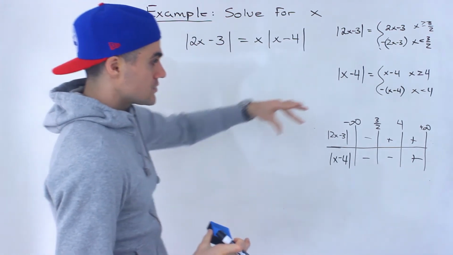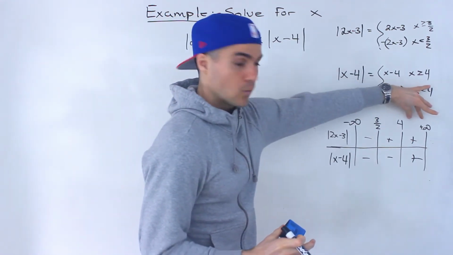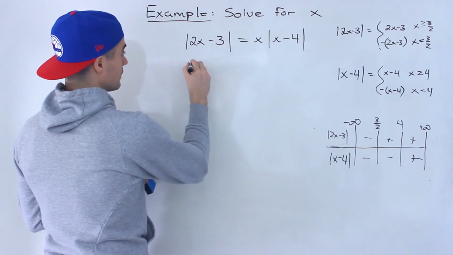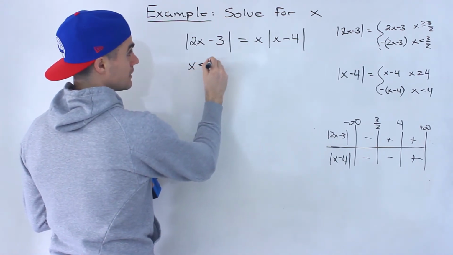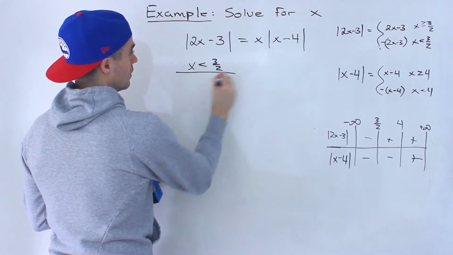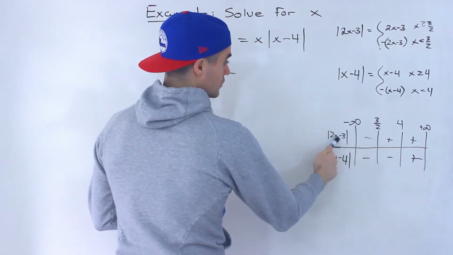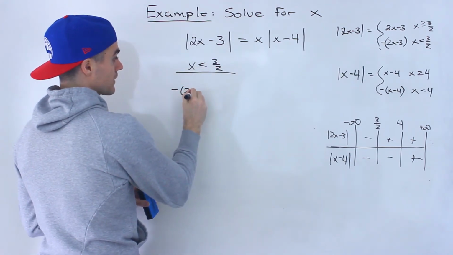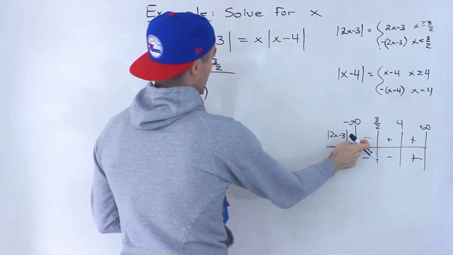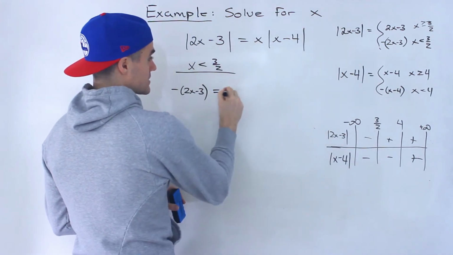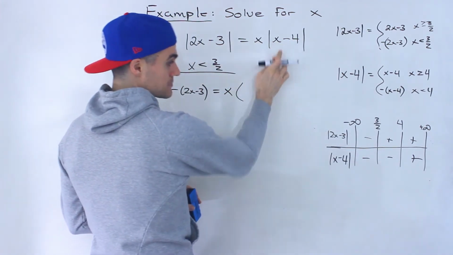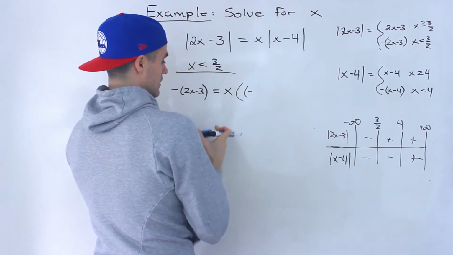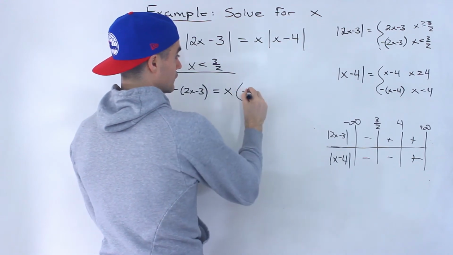Now we work with those three intervals for this function. The first interval is when x is less than 3 over 2. When x is less than 3 over 2, the absolute value of 2x minus 3 is going to be negative 2x minus 3, equals this x, which we plug in like that, and then the absolute value of x minus 4 is going to be negative as well, so there would be a negative in front.